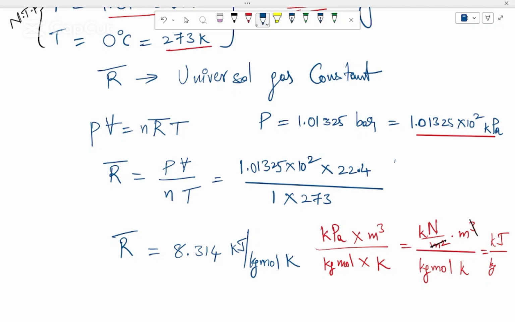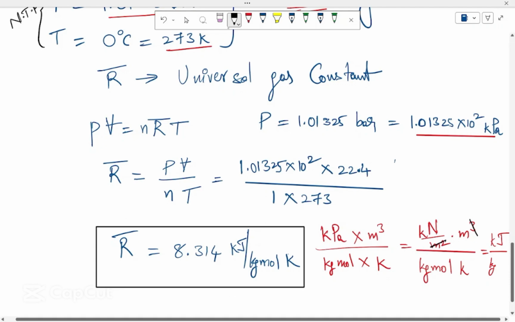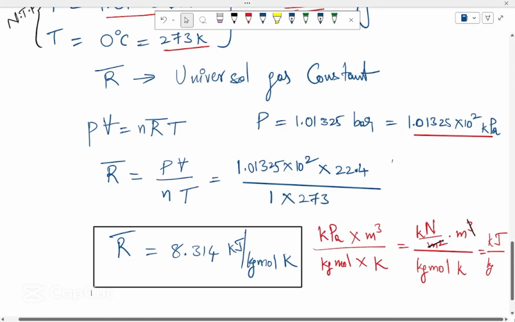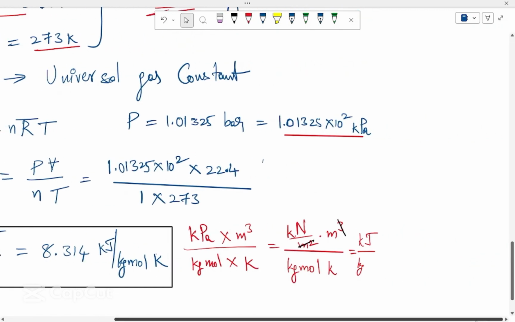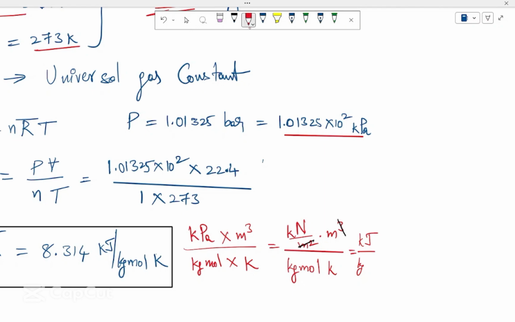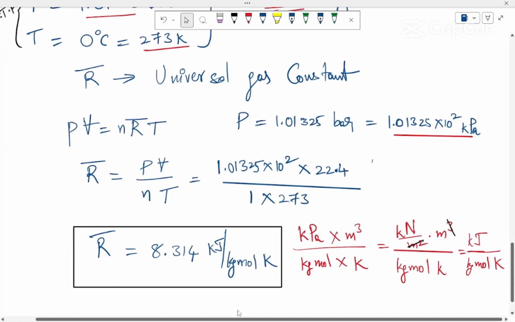This is the value of your universal gas constant. This must be by-hearted and remembered. And what I have written on this side is a simple conversion of the units. I'll complete the units here: kg mole Kelvin. The same thing I have written here. Hope that is clear regarding the R bar.